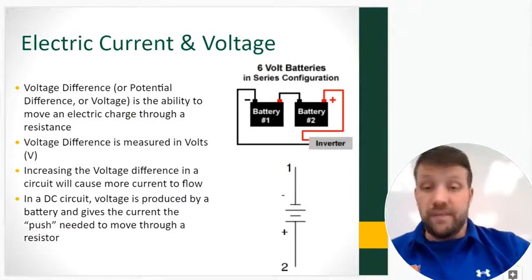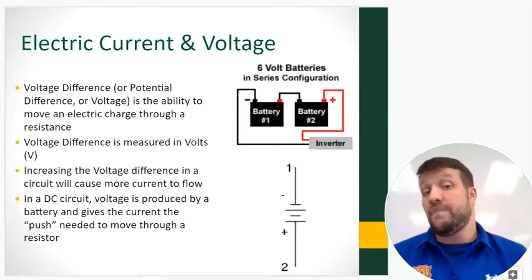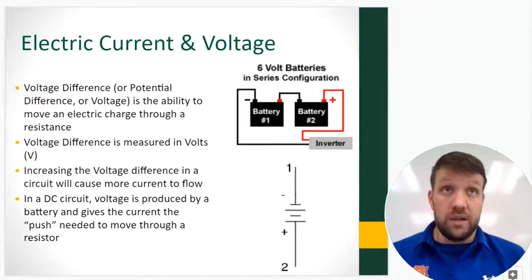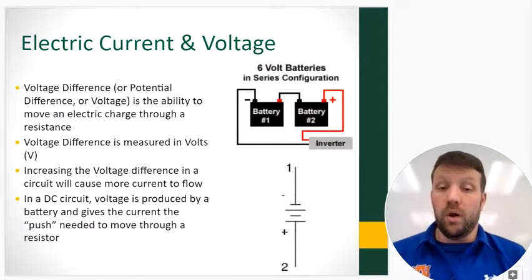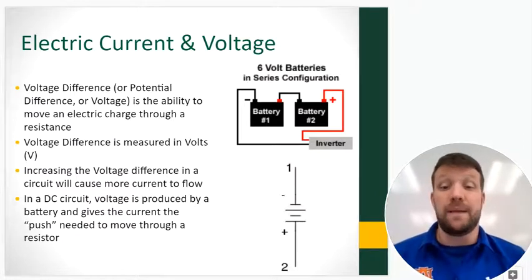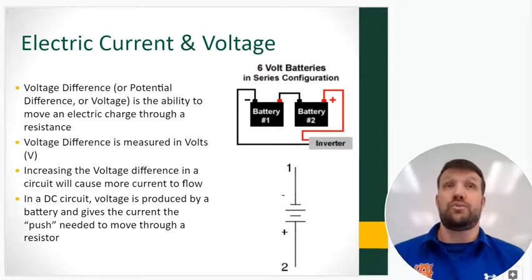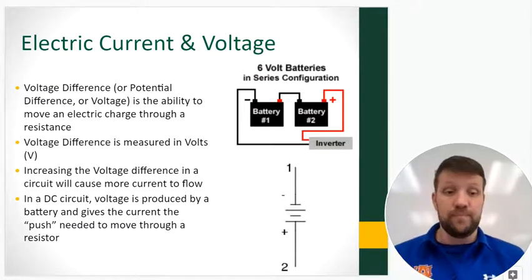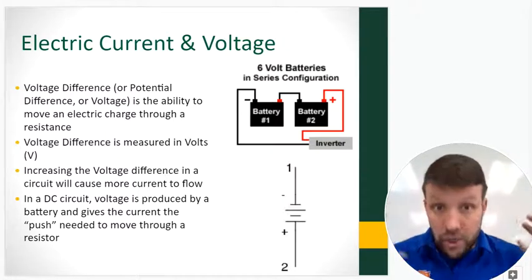Now, electric current and voltage. So a voltage difference, and you're going to see a number of names for this. I want to make sure to mention them all so that you realize that they're all the same thing. A voltage difference, or potential difference, or just voltage. They all mean the same thing. This is the ability to move an electric charge through a resistance. Okay? And I'll refer to this typically as the push. This is what pushes the current.